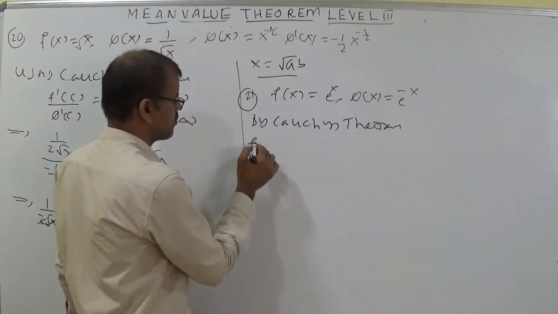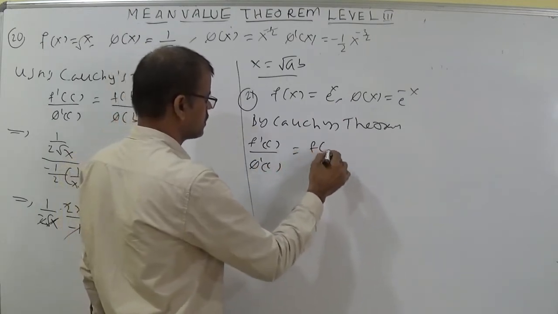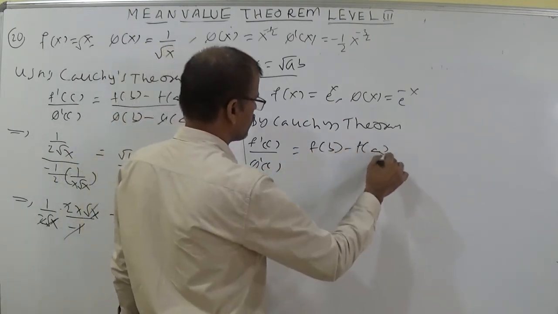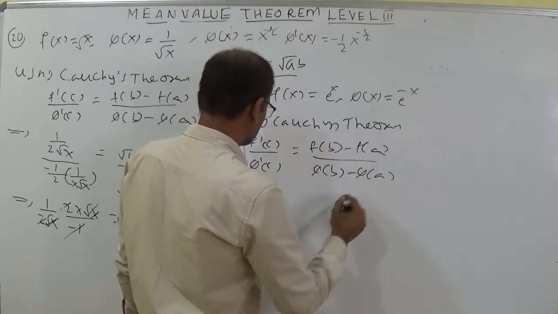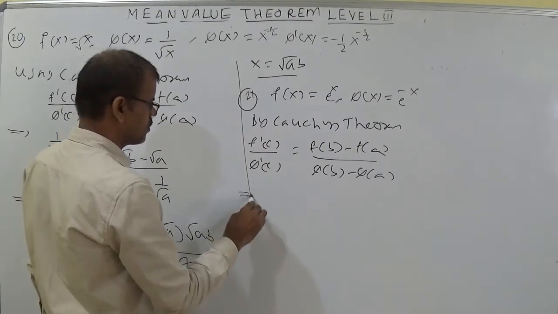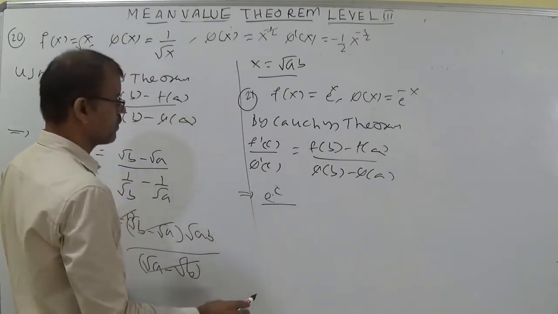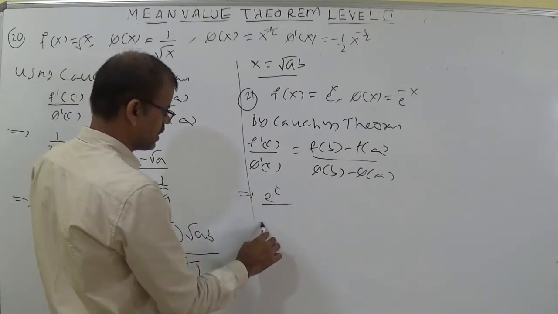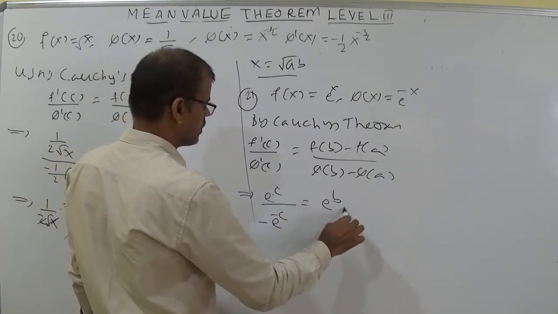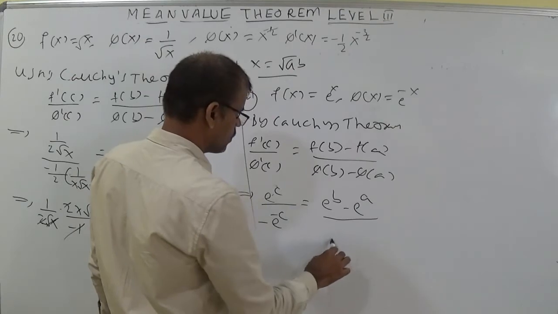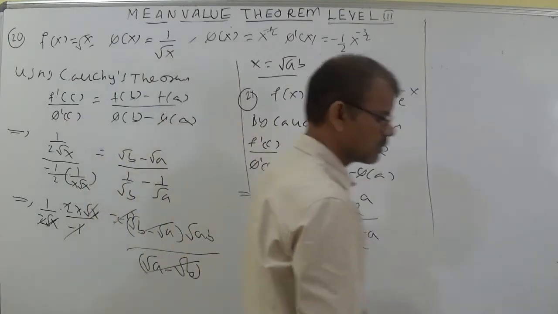Cauchy's theorem indicates combined function. F dash c by phi dash c is equal to f of b minus f of a whole by phi of b minus phi of a. So f dash c, we know that the derivative of e power x is e power x, so e power c by e power minus c is equal to e power b minus e power a whole by e power minus b minus e power minus a.